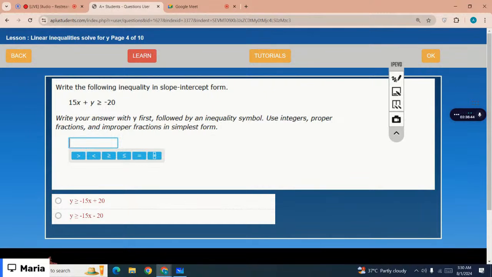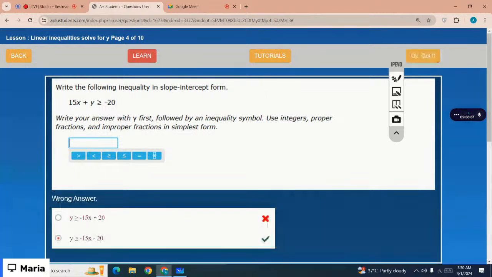The correct option is y is greater than or equal to negative 15x plus 20. Option number 1 is the correct option. Option number 2 is the correct option. Negative 28 is, sorry.